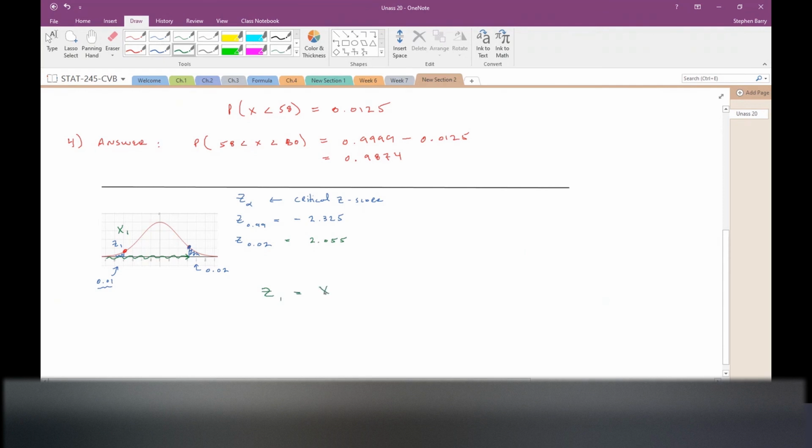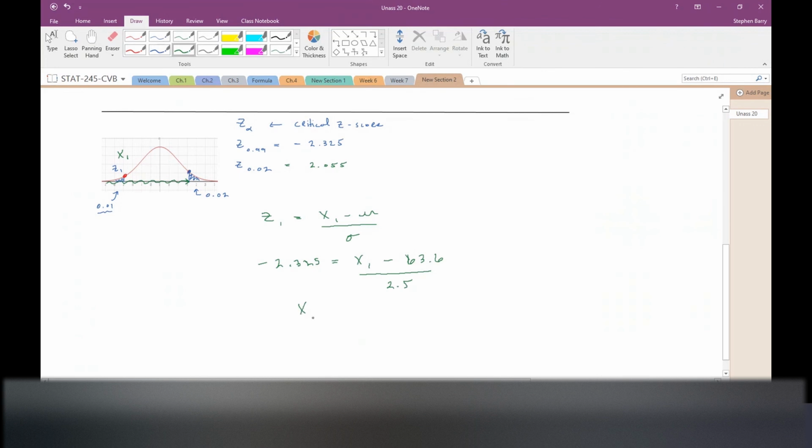Z1 equals x1 minus the average, divided by the standard deviation. So Z1 is negative 2.325. Then we have x1. The average height is 63.6. 2.5 is the standard deviation. So here I get 57.78 inches. Hopefully I did my algebra correctly.